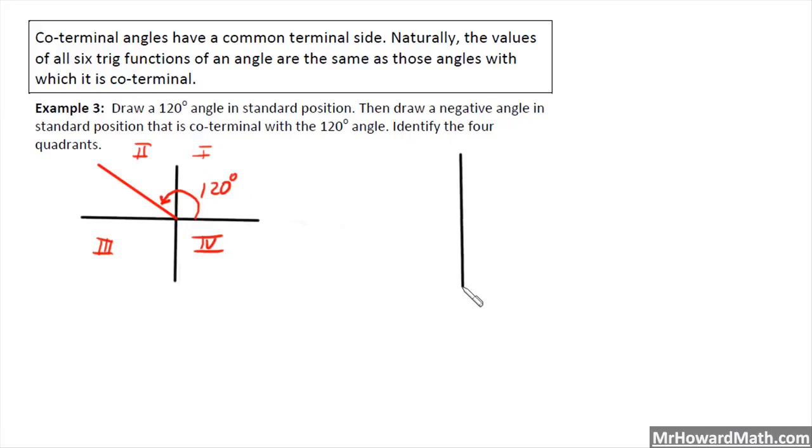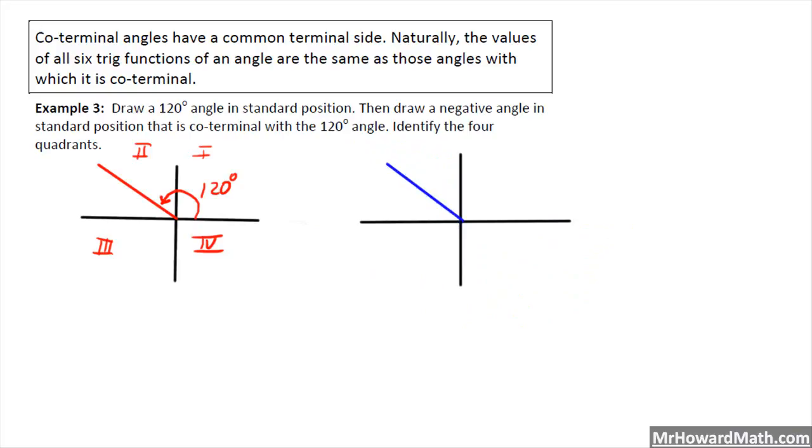I'm going to use another coordinate plane so it doesn't get messy there. I'm going to use blue this time. It has to end in the same spot, but it needs to be negative. So I'm going to do it this way. If I start here at 0 and I go negative, that's negative 90, negative 180, negative 270, right? So I'm somewhere between negative 180 and negative 270. So we're going to end right there.